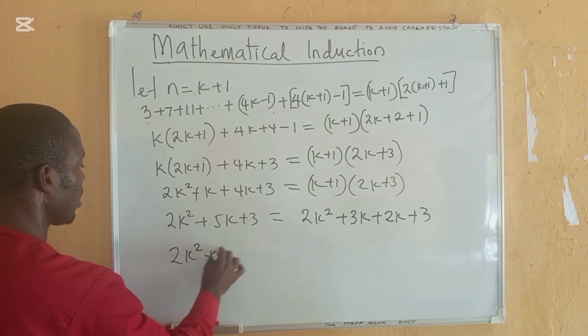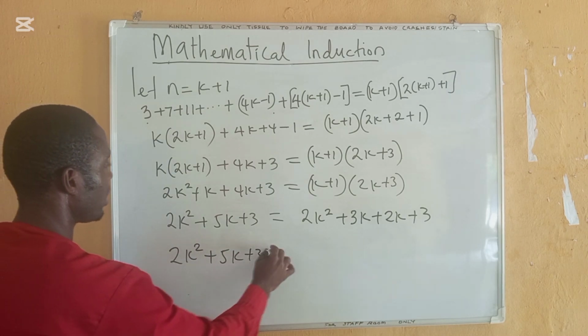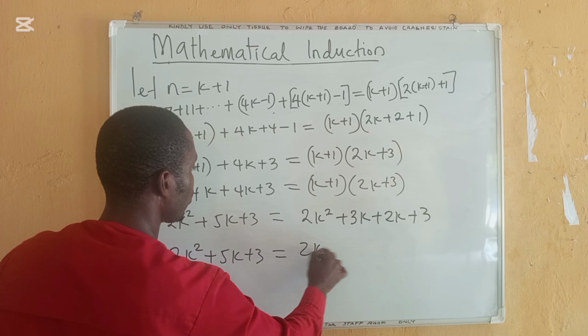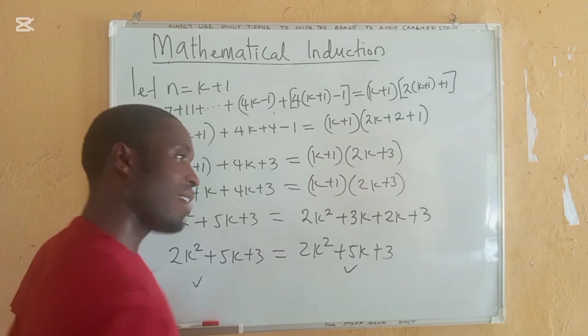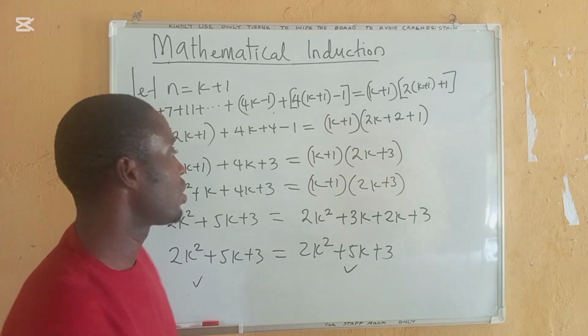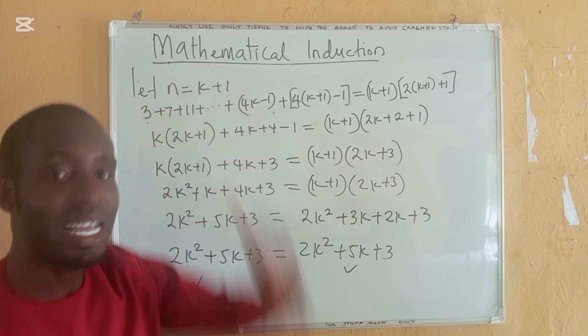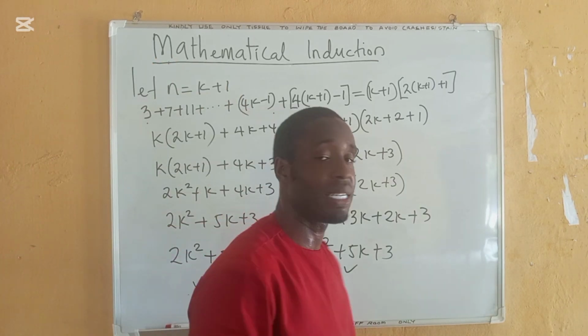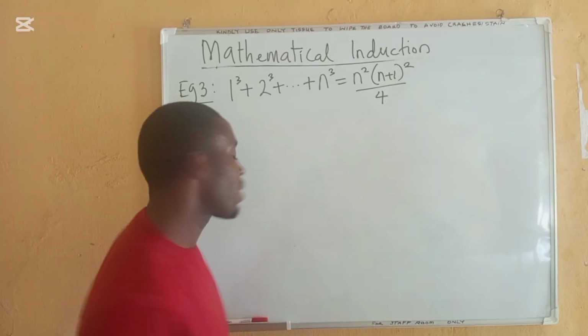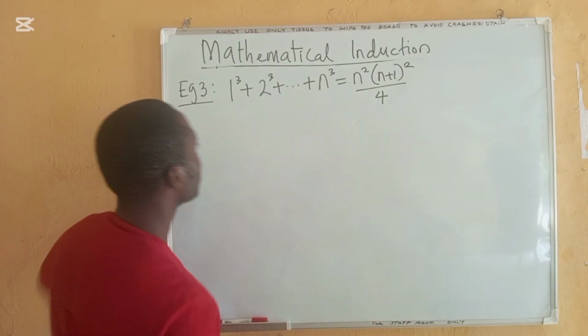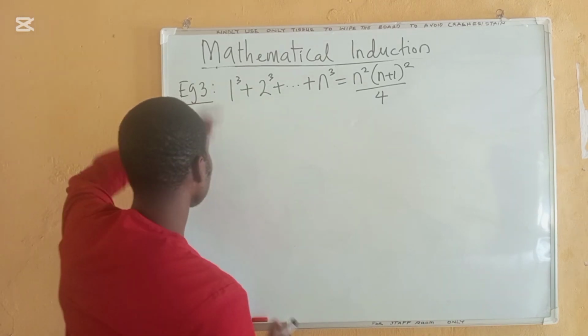2k squared plus 5k plus 3 is equal to 2k squared plus 5k plus 3. The left hand side is equal to the right hand side, which shows that the statement has been proved by the concept of mathematical induction. Let's look at example 3, already on the board.